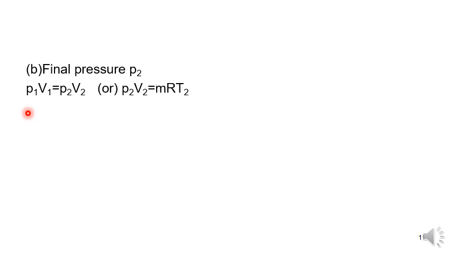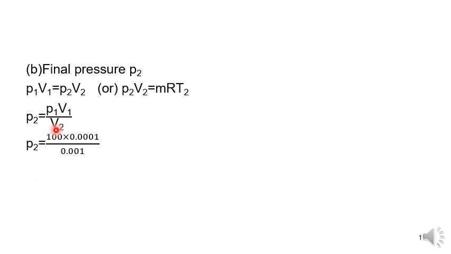But for finding the final pressure, I am using the formula P1 V1 is equal to P2 V2. We want the pressure P2, so bringing this V2 to the left hand side, P2 is equal to P1 V1 divided by V2. We have to do the cross multiplication carefully. So we know the P1 value, V1 value, V2 value. Substitute all the values in the formula by seeing the data.